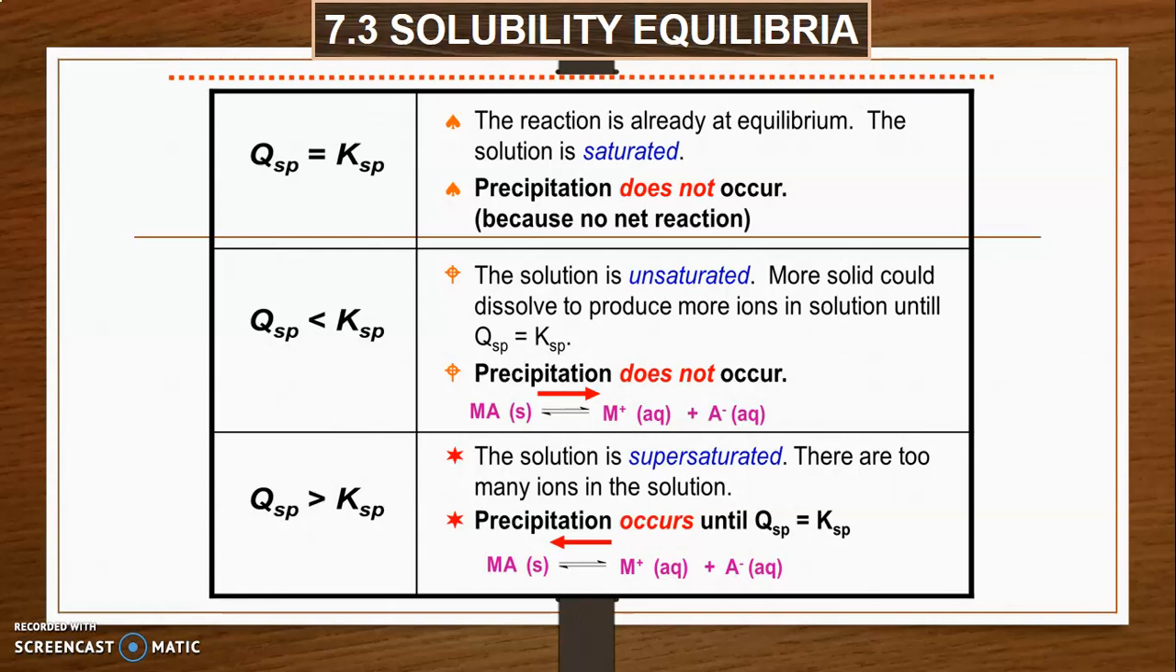Precipitation will not occur. If Qsp is smaller than Ksp, no precipitation will form because the solution is unsaturated, meaning more solid could dissolve to form more ions in solution until the Qsp value equals Ksp. But the last one, when Qsp is greater than Ksp, a precipitate will form until the remaining solution is saturated. Precipitation will occur.